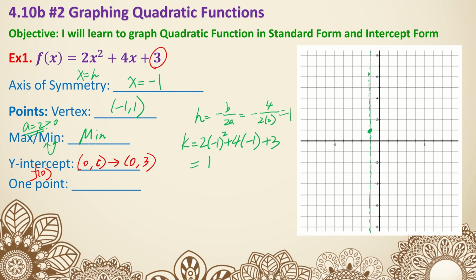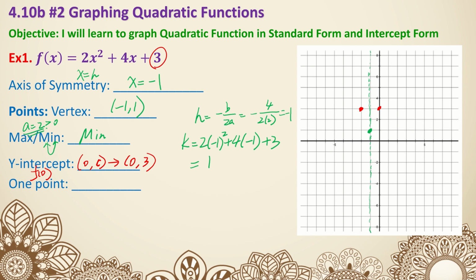Lastly, we need to find an extra point, but let's actually put the points down that we have first. We have negative 1, 1. We have 0, 3. But with 0, 3, we actually have another point already. We also have this point to the left. Because parabola is symmetric, as soon as we have a point on one side, we can use reflection to find another point on the other side.